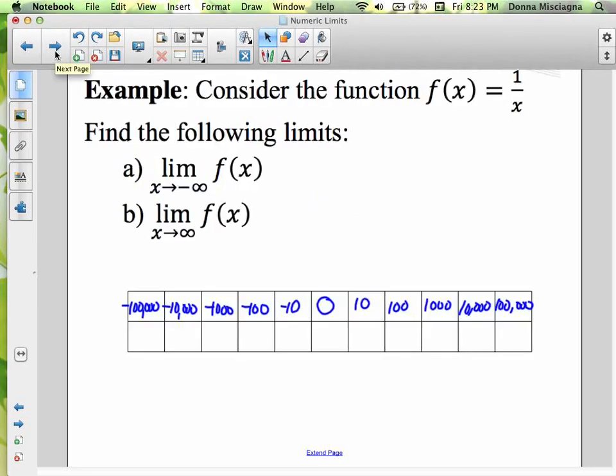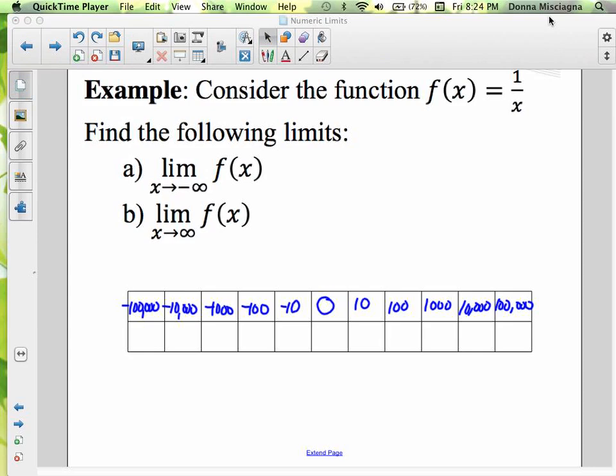How about this one? So we're going to consider the functions. So now we're going to look at a function as x approaches positive and negative infinity. What's happening there? We're not saying that we're not approaching real numbers. We're approaching real numbers. We're just approaching numbers that are smaller and smaller in the first case, and bigger and bigger in the second case.